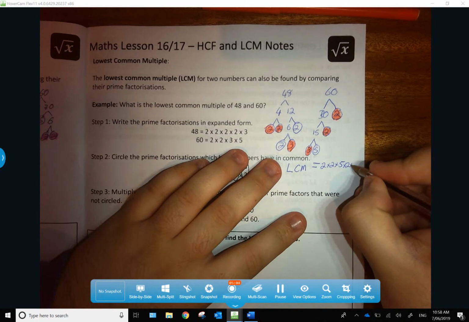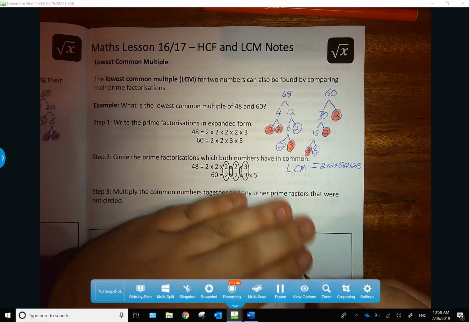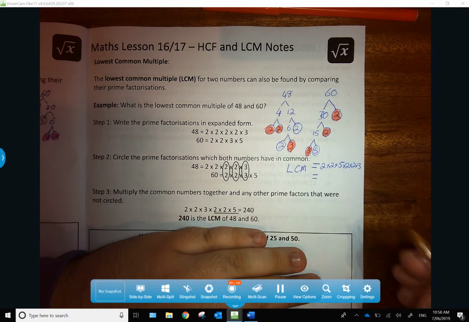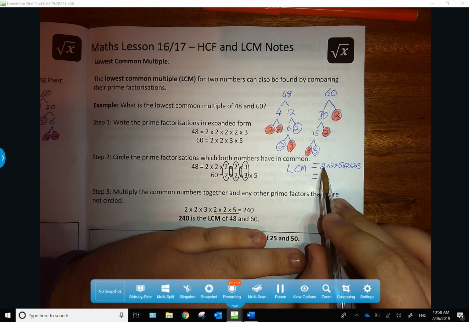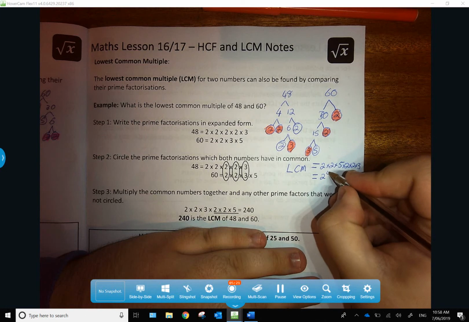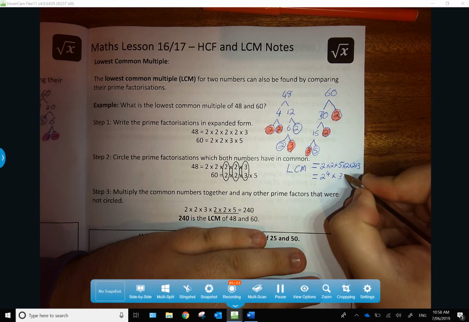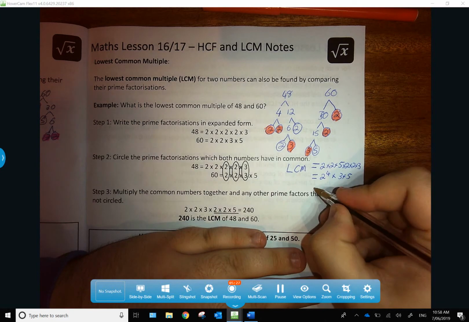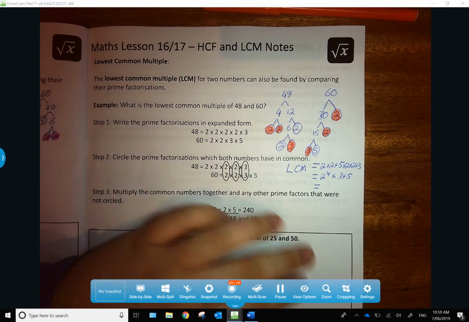2 times 2 times 2 times 3. Okay? And then, if you get your calculator out, you could work this out. But first, let's write this in index form. How many 2's have I got? 1, 2, 3, 4. So that's 2 to the 4 times 3 times 5. Okay. But if I wanted that just as a number, what would I do?